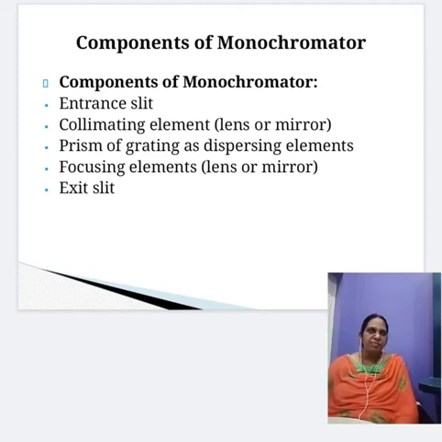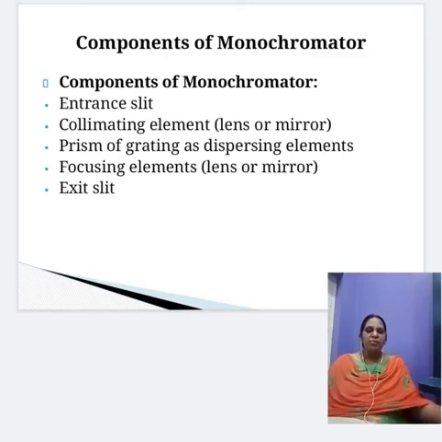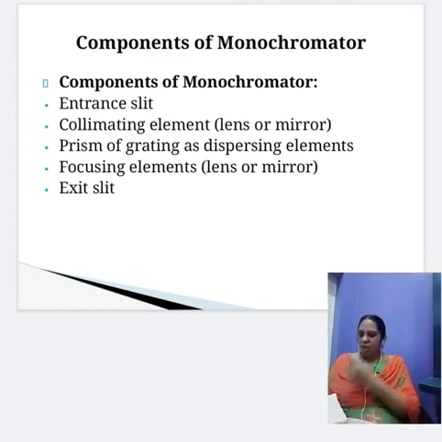The third one is the dispersing element. We have two types of dispersing elements: the prism or the grating. So the first is the entrance slit, the second is the collimating element, the third is the prism or grating, the fourth is the focusing element, where you use lenses or mirrors, and the fifth is the exit slit.